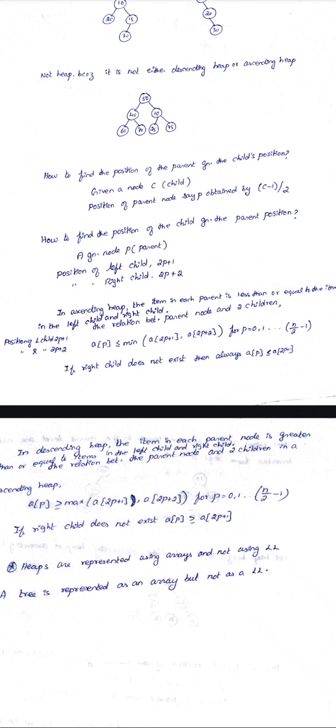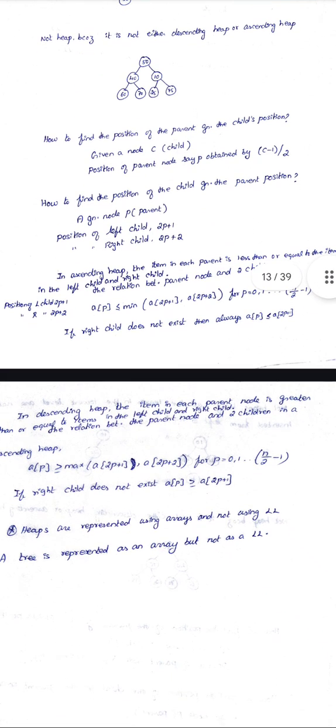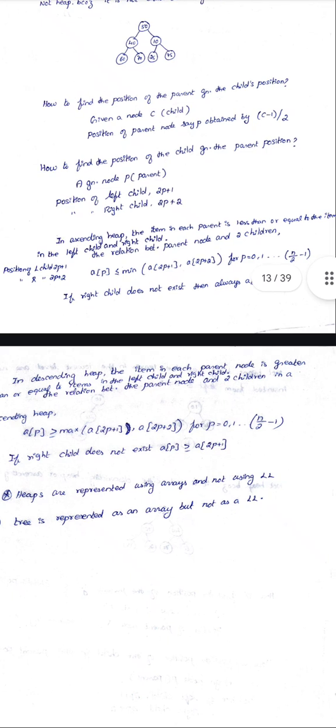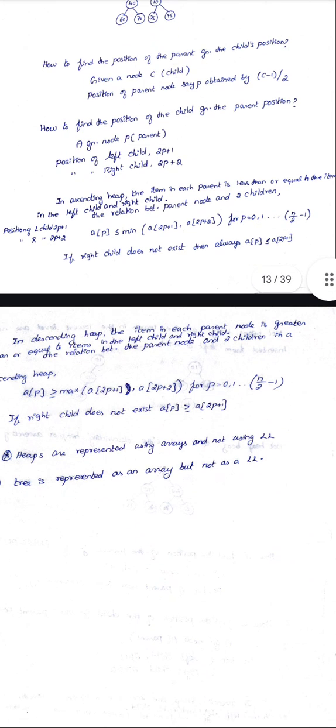Then how to find the position of the parent of a given child's position? If the given child node position is C, the position of the parent node is obtained by C minus 1 by 2. How to find the position of the child of a given parent position? For a given parent node P, the position of the left child is 2P plus 1, and the position of the right child is 2P plus 2.